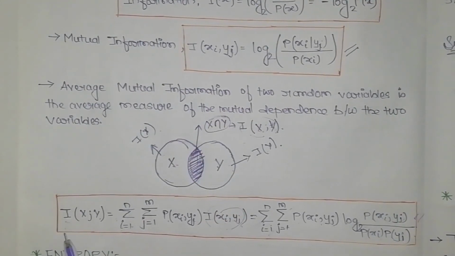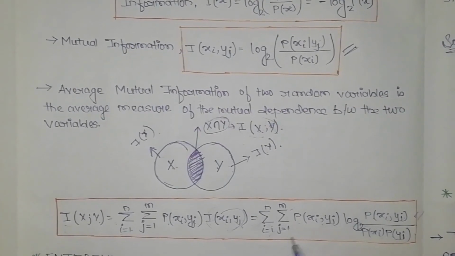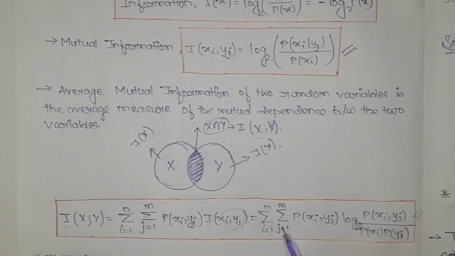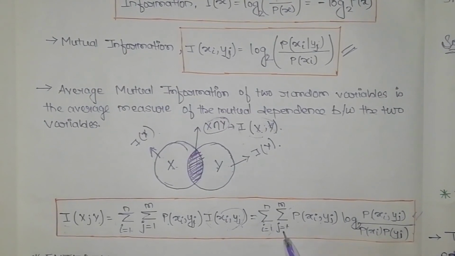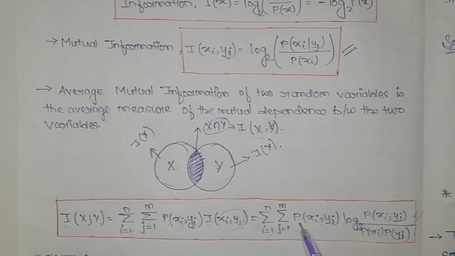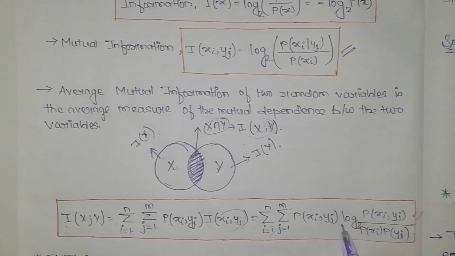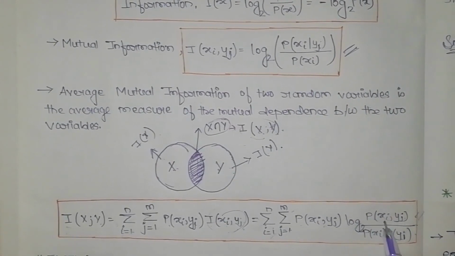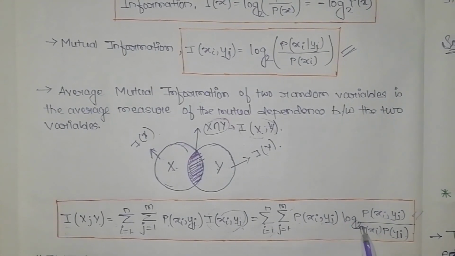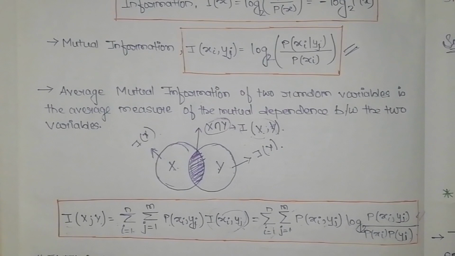The average mutual information I(X,Y) can be formulated and further simplified as summation over i up to n and summation over j up to m of p(xi, yj) into log of p(xi, yj) by p(xi) into p(yj), whole base 2.